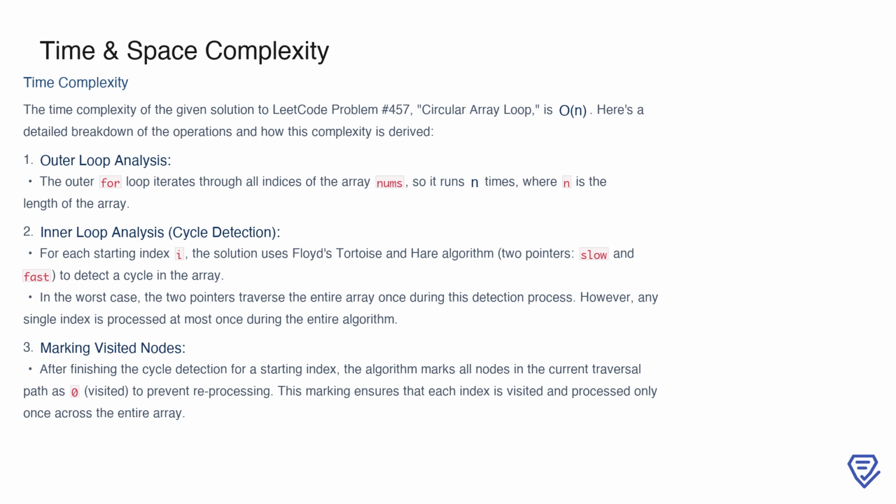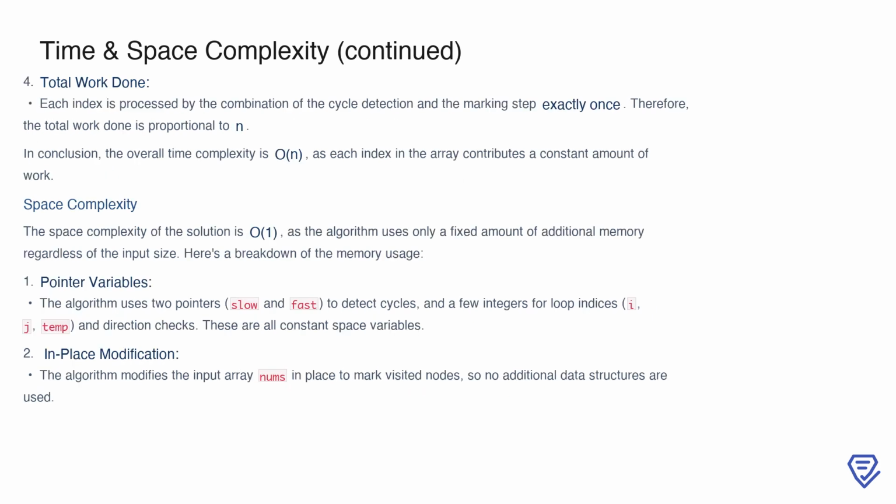the detection process. Additionally, there's a marking step that sets visited nodes to 0. This ensures that no index is processed more than once during the entire execution. Together, these steps guarantee that the total time spent on each index is constant, leading to an overall time complexity of O(n). Building on this, the total work done by the algorithm is proportional to n. Since each index contributes a constant amount of work during the cycle detection and marking phases, the overall time complexity remains O(n). On the space side, the algorithm is highly efficient, using only O(1) additional memory.